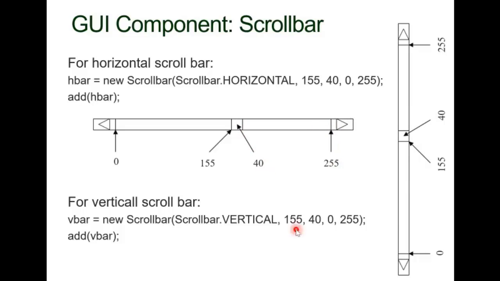Similarly, for the vertical scroll bar we use a similar way: Scrollbar.VERTICAL, which will show vertically, with 155 the location, the size of the scroll bar, and then the minimum 0 and maximum 255. Then of course you need to add either the vertical or horizontal scroll bar. I hope you understand the concept of scroll bar, either horizontal or vertical.